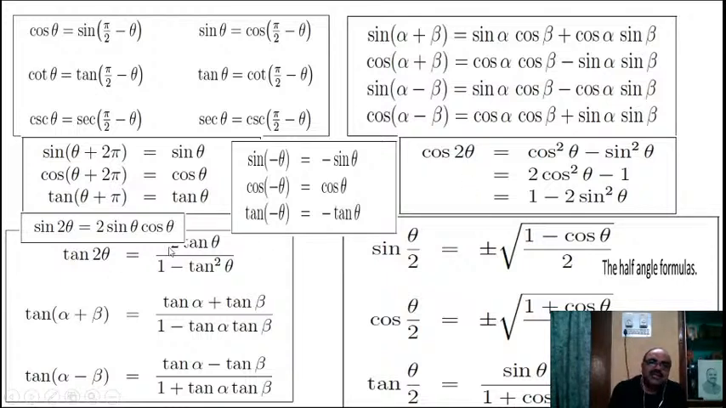Tan 2 theta can be measured as 2 tan theta by 1 minus tan square theta. Now these are the multiple angles. Similarly, we will be having 3 theta, which I will take a little later.